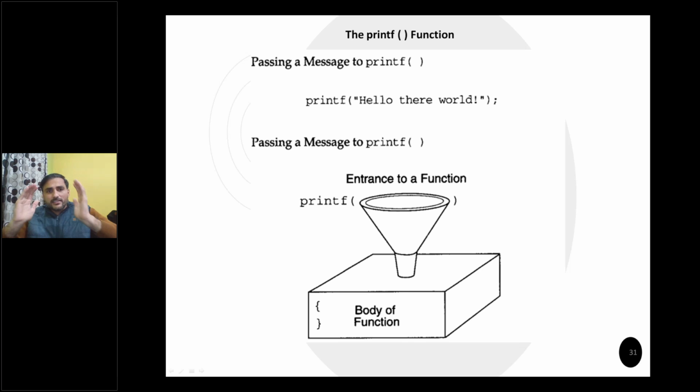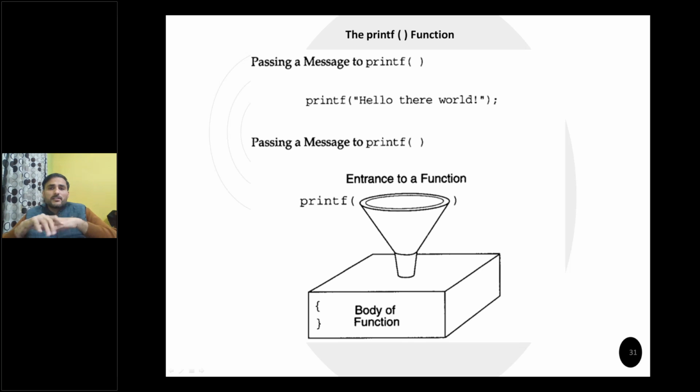Why is this a function? It has a name and it is followed by opening brackets and then closing brackets, and inside this we put something, right? So whenever we put something inside a function, formally we say that we are passing the data to the function, or it is also called message passing, right? So the message "hello there world" is passed to the printf function by simply putting the message inside the parentheses after the function name, right?